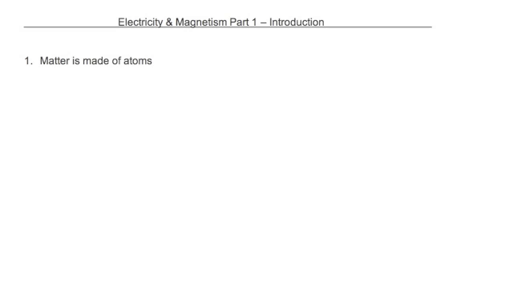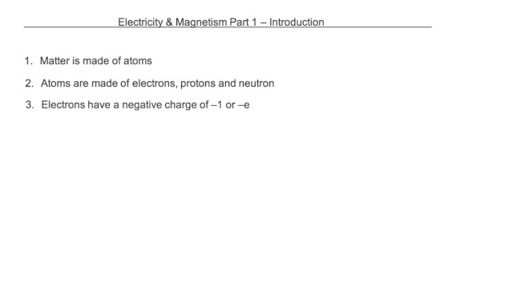Number two, atoms are made of electrons, protons, and neutrons. Again, something you've heard over and over again. Number three, electrons have a charge of -1 or -e. Either way they're written is acceptable.